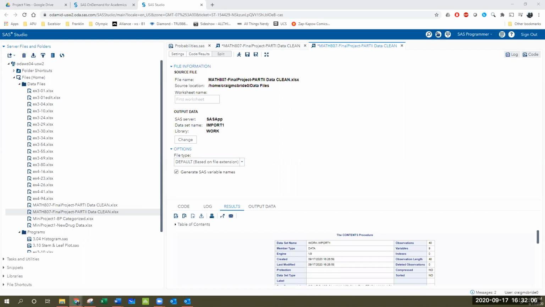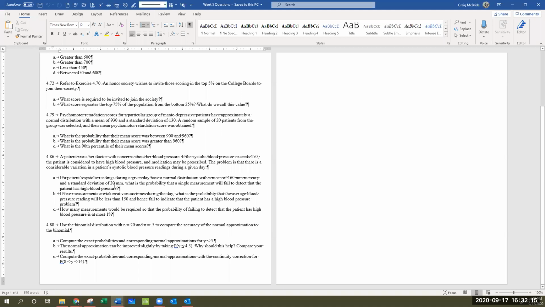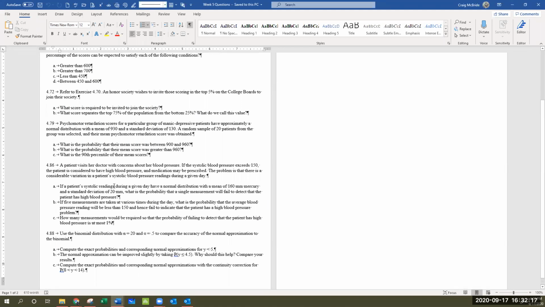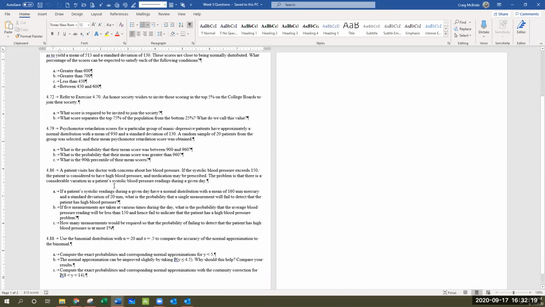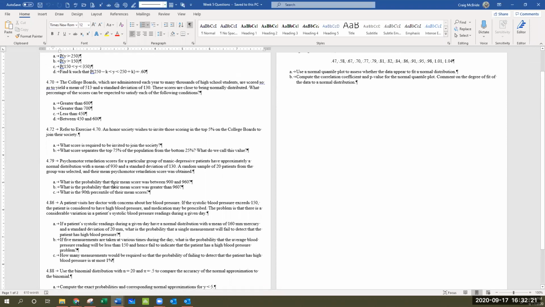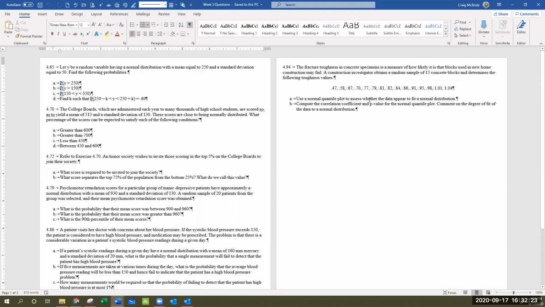What is the difference between question A and question B? I'm sorry, what number? Because we only go up through 488. 994. Oh, there it is, 94. Okay. So question A is asking you to create a quantile plot, which we've done before in previous exercises, and I can show you how to do it again in SAS.